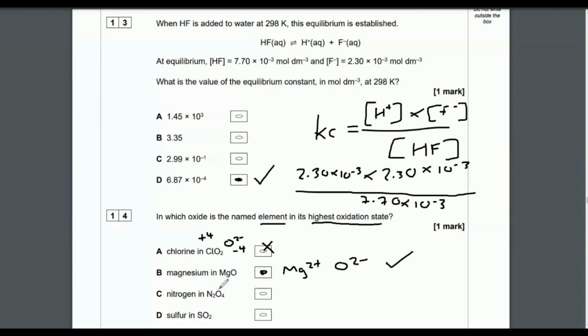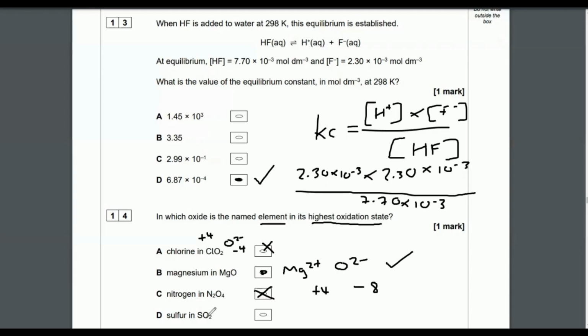Let me just prove why it's not the others. Nitrogen is a group 5 element. Here we've got 2 nitrogens and 4 oxygens. So we've got -8 from the 4 oxygens. So each nitrogen must be +4. What's the highest oxidation state of nitrogen? Well, it's in group 5. It could lose all 5 electrons to become +5. So that's not the highest oxidation state for nitrogen.